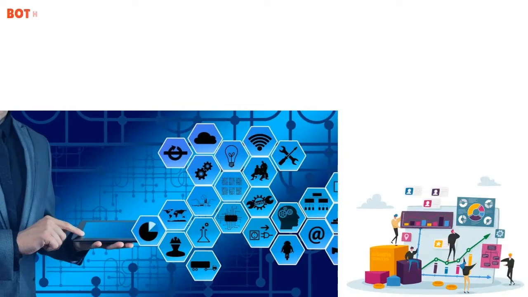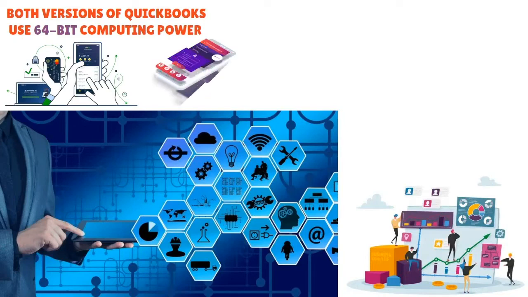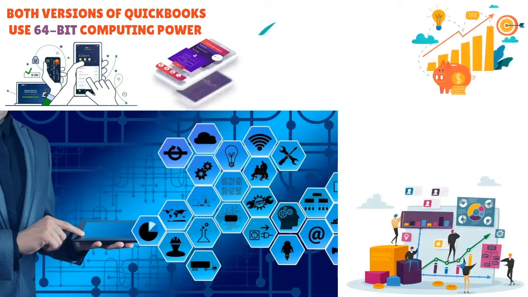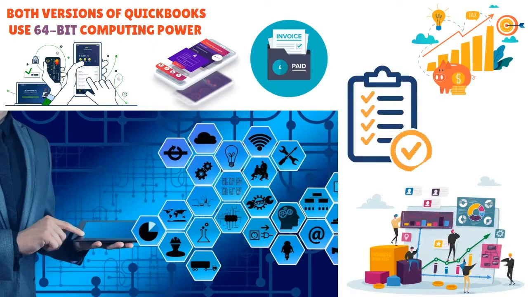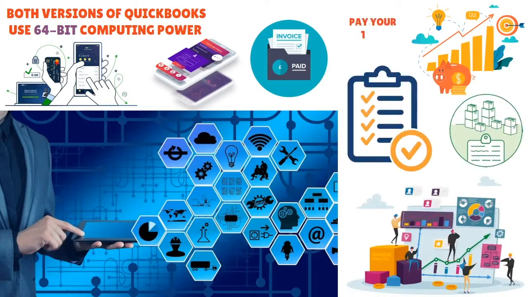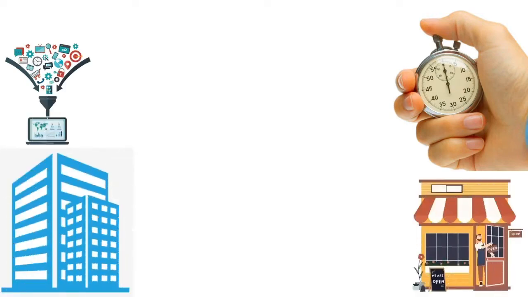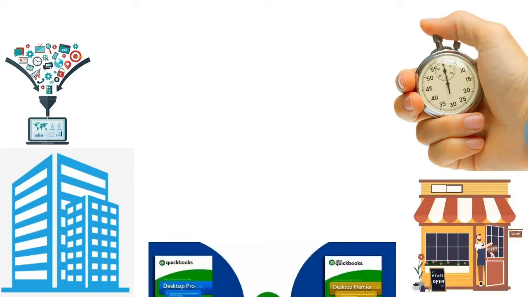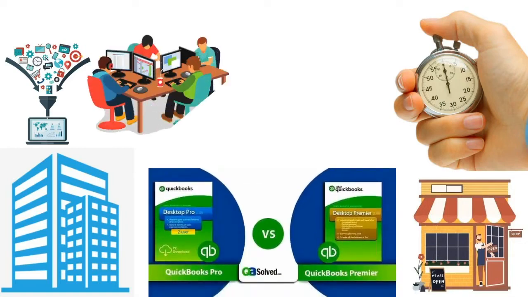Both versions of QuickBooks use 64-bit computing power, offer bill pay, have a limited mobile app, and make it easy to track income and expenses, send invoices, send estimates, run reports, track sales tax, monitor inventory, pay your 1099 contractors, and track time. Either option gives you a robust set of features perfect for small and large businesses alike.